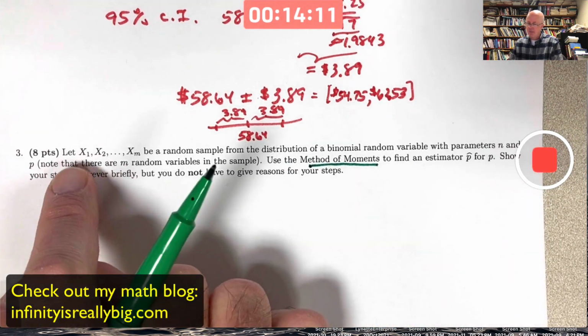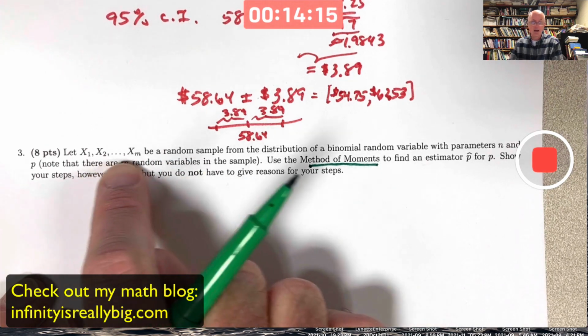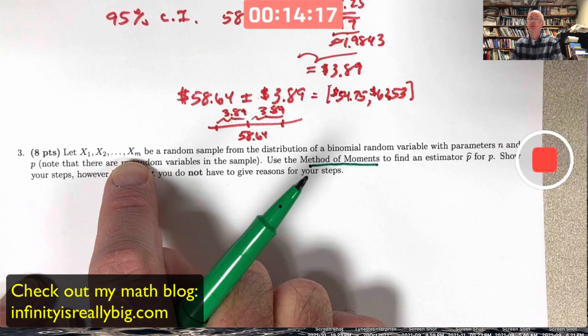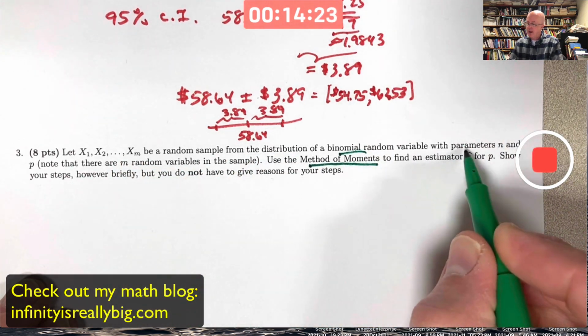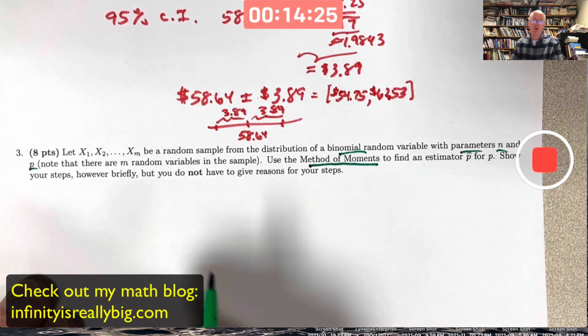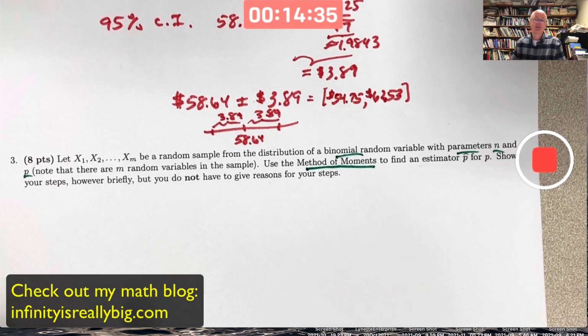What is this about? Got a bunch of capital letters. These are random variables. This is a random sample as a bunch of random variables, independent random variables with the same distribution. Distribution is binomial with parameters n and p. So anytime you observe a value of one of these random variables, you're observing the number of successes in n trials where your probability of success on each trial is p.